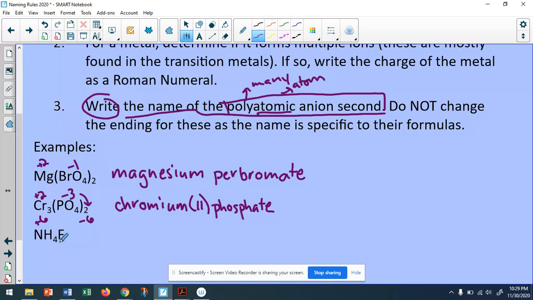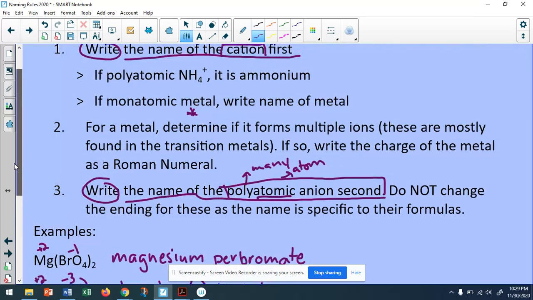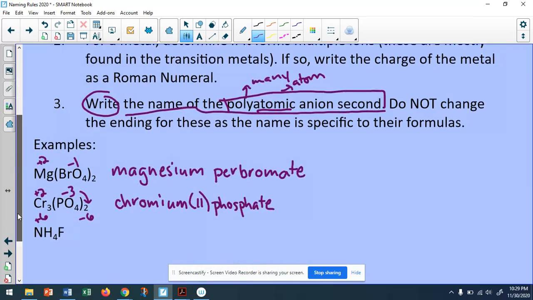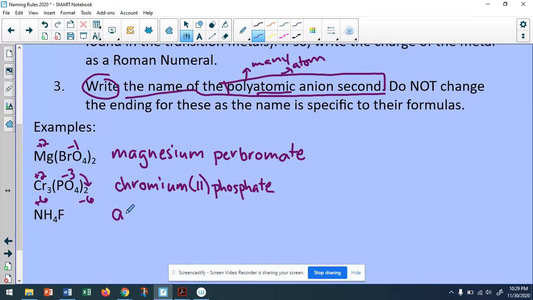Lastly, I don't have a metal in the first position, but I have that NH4 we talked about, which our rules say up at the top is ammonium. So I just write ammonium.